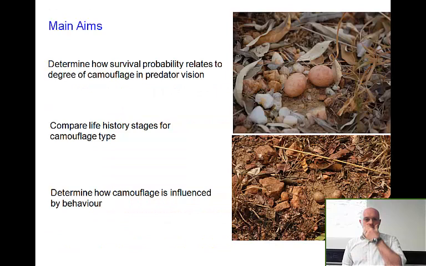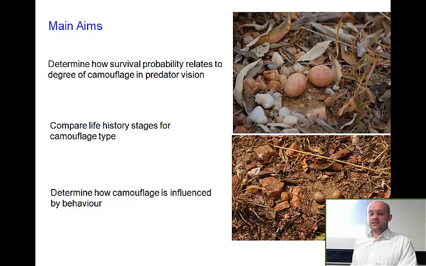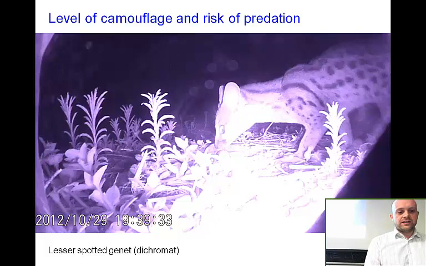So in particular, one of the things we really want to do is to determine how the probability of survival is affected by the degree of camouflage against these predator visual systems. And that may sound like it's been done before, but it's very seldom been done in the natural world. And we also want to look at how camouflage is influenced by behaviour. So as I say, this is very early on, so I just want to show you some provisional stuff. In particular, one of the things we're doing is we're documenting the main predators and determining what the selection pressure is in terms of different visual systems on these different eggs.